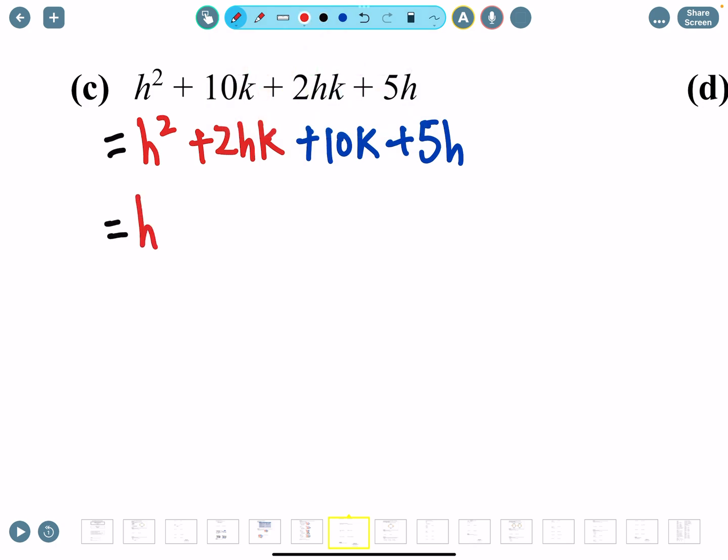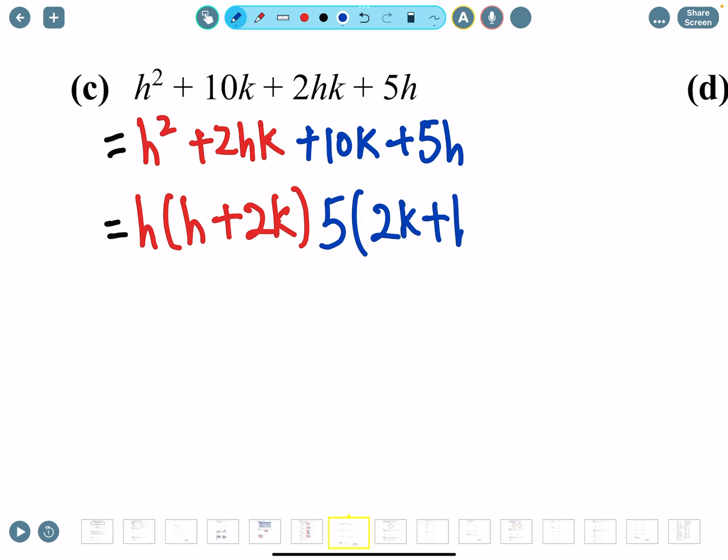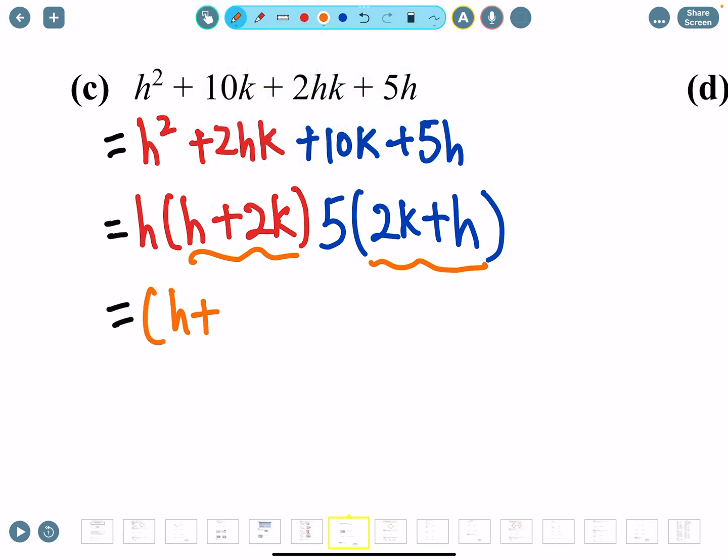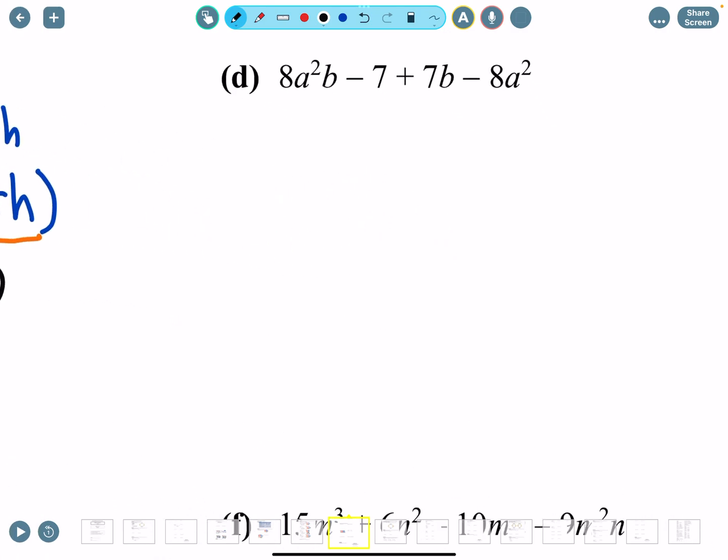So for the red one, if I factorize h out, I would have h left plus 2k. For the blue one, I can only factorize 5. I'm going to have 2k plus h. And then luckily for us, it's equal over here. h plus 2k and 2k plus h is actually the same. 1 plus 2, 2 plus 1 is the same. So actually you can just directly factorize that bracket. So I'll factorize h plus 2k, and whatever is left will be on the right bracket, h plus 5. And that's how you get the rainbow method.